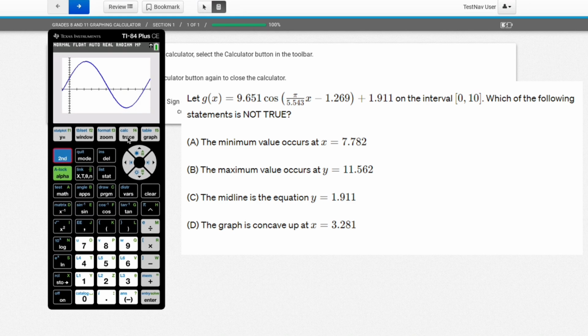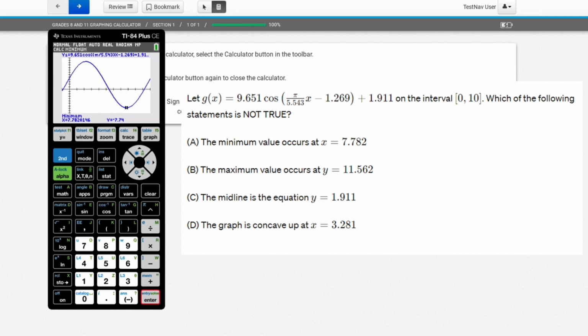To find a minimum, we go to 2nd, CALC. There's the word minimum, so we can hit 3 or scroll down and hit enter. In order to calculate the minimum, I move my cursor just to the left of the minimum, and then just to the right of the minimum for the right bound. Then it asks for a guess, which is always enter. My minimum occurs at x equals 7.782. So A is true. That's not the lie. A is not the one I want.